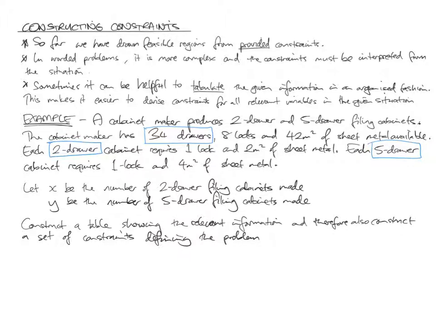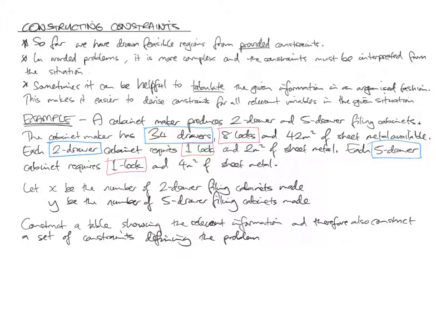Another constraint that we've got is the locks. So he's got 8 locks to play with, and each of the 2 different kinds of cabinets requires 1 lock each. So the number of cabinets he can be making is going to be limited by the 8 locks that he's got to use.